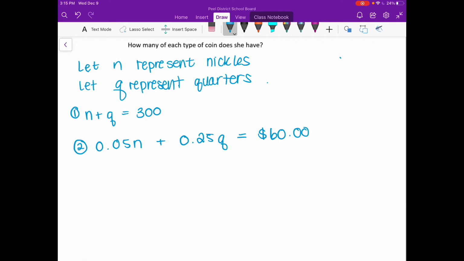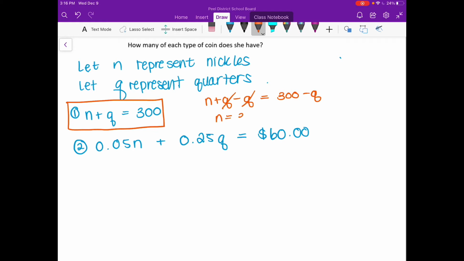What I can say here now is I can rearrange formula number 1. n plus q is equal to 300. So if I want to get n by itself, n plus q minus q equals 300 minus q, which is what we learned when we were rearranging our formulas, right? So n is equal to 300 minus q. So another way for me to write n is 300 minus q. Okay?